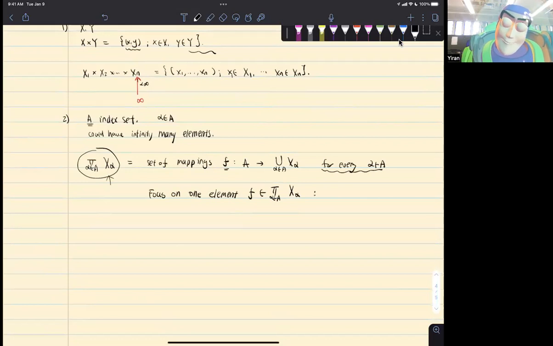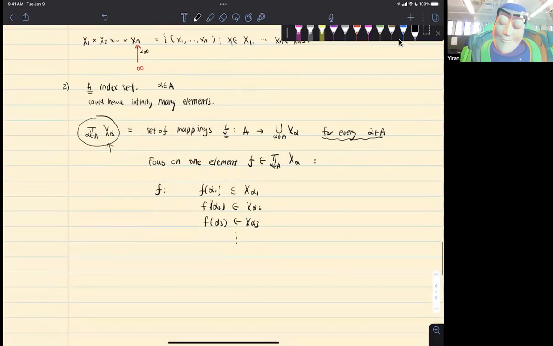So what I'm saying is F is not a scalar valued function. F is actually, you can think about it as vector valued. So for example, I'll need to define F(alpha 1) to be something in X alpha 1, all the way to F(alpha 2) in X alpha 2, F(alpha 3) in X alpha 3, and so on. And notice that here, because I want to let you know the formula of F explicitly, I write it out in this way.